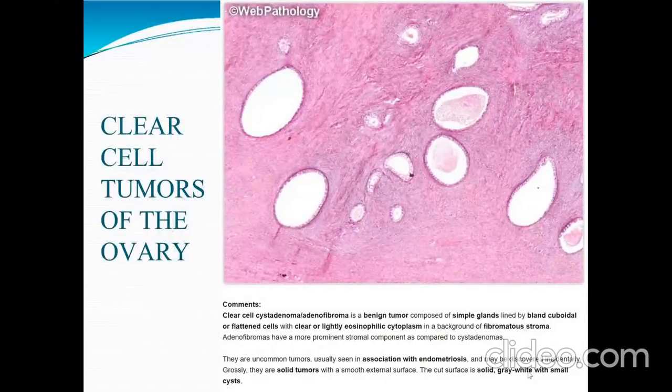Now, the last type of epithelial tumor of ovary that we'll discuss is clear cell tumors of the ovary. Clear cell cystadenoma or adenofibroma is a benign tumor composed of simple glands lined by bland cuboidal or flattened cells with clear or lightly eosinophilic cytoplasm in a fibromatous background. Adenofibromas have a more prominent stromal component as compared to cystadenomas. They are uncommon tumors usually seen in association with endometriosis and may be discovered incidentally.